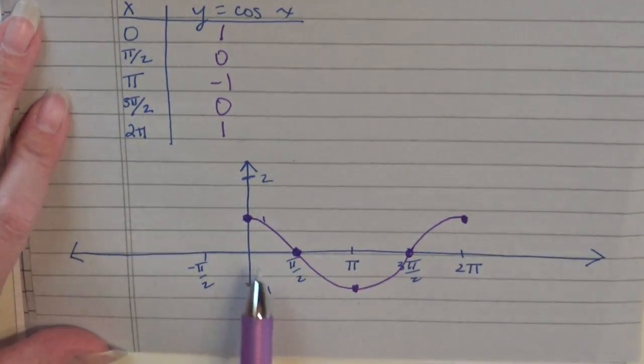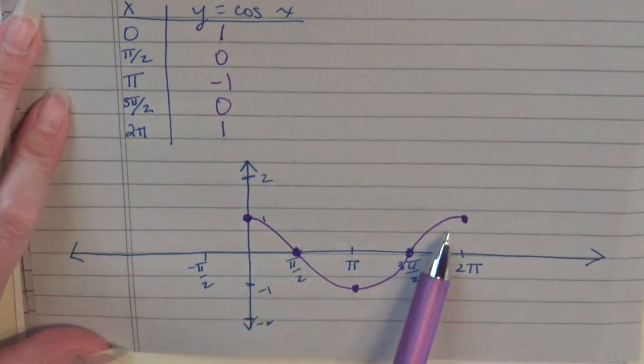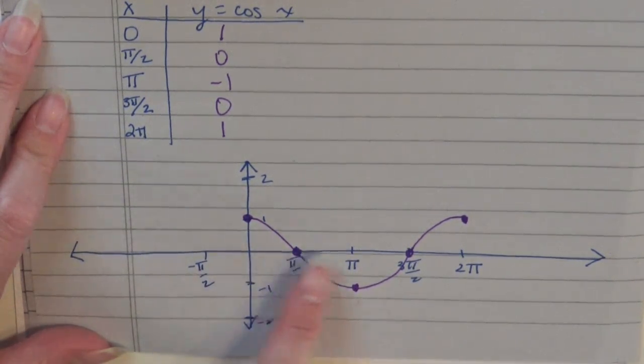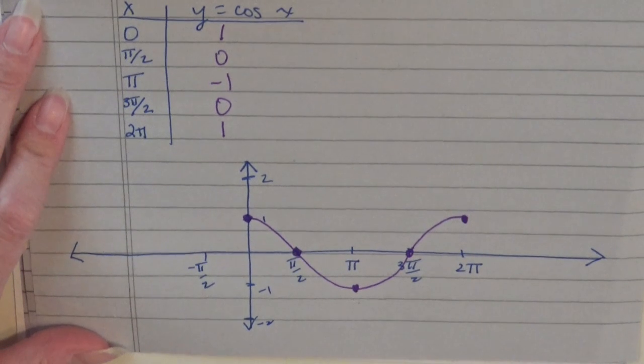Okay, this is a complete cycle of the cosine function. If we continued, it's just going to do the same thing over and over again in both directions. So it also has period 2 pi. From 0 to 2 pi is one complete cycle.